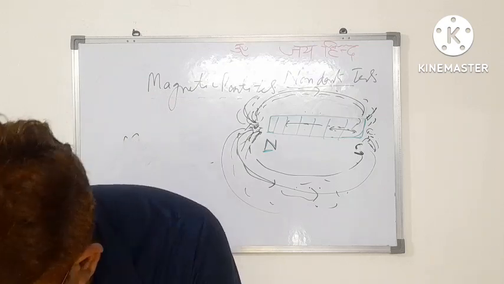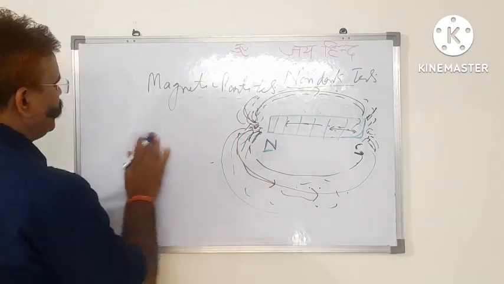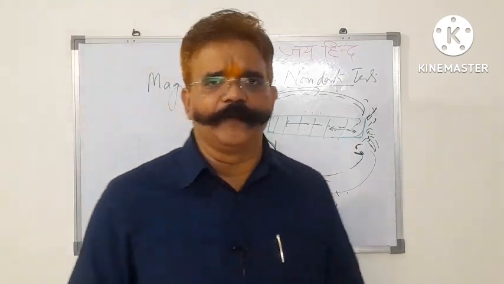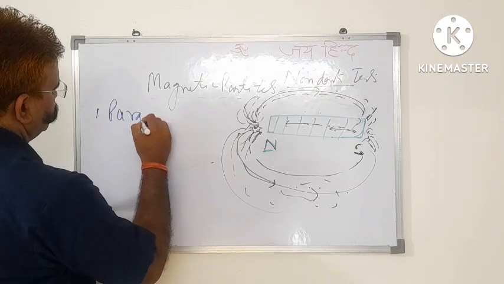Let us remember a few important things. How many types of magnetic materials are there? The first one is paramagnetic.